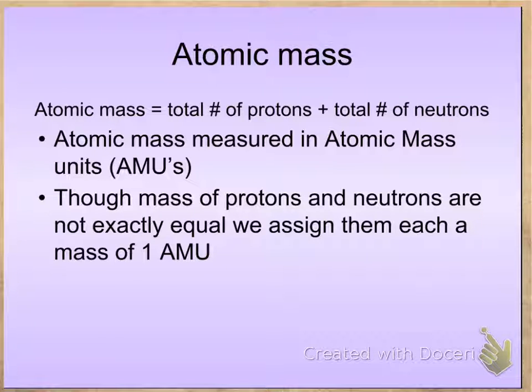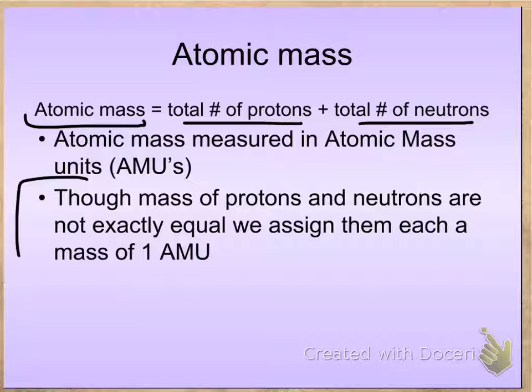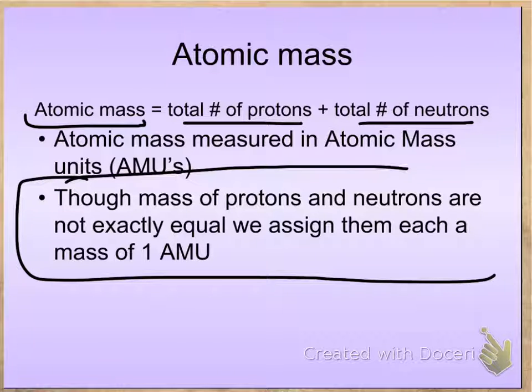Because the atomic mass of one proton is equal to 1 AMU, and the atomic mass of a neutron is equal to 1 AMU, the atomic mass ends up just equaling the total number of protons plus the total number of neutrons. It's measured in atomic mass units. And this is a fudge. I'm admitting it. Because the masses of protons and neutrons aren't exactly equal, but we still assign them this mass of 1 AMU.